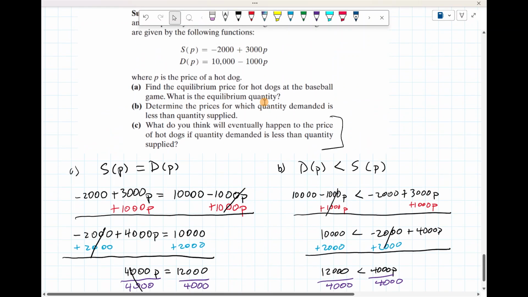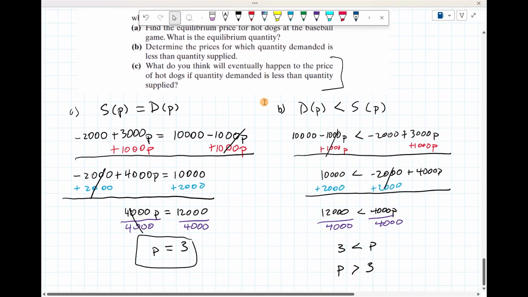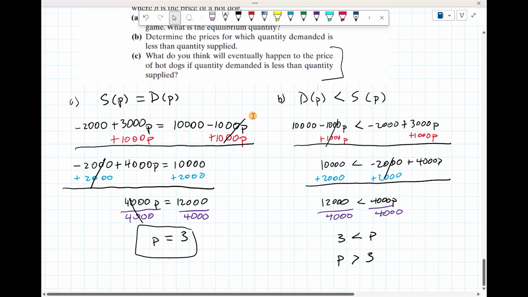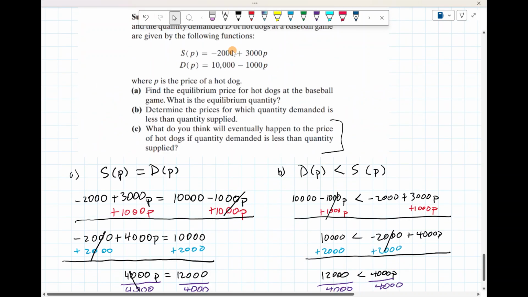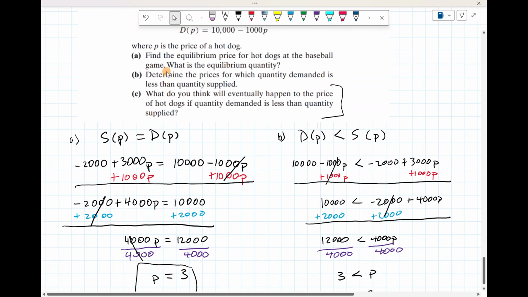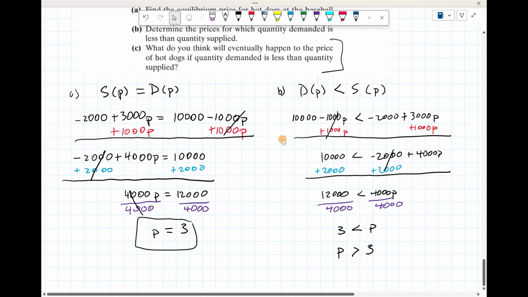All right, so that's an example of how to use a supply and demand equation. And these equations, by the way, you don't need to worry about knowing how to create these. These will be given to you in most scenarios. And your job is just to know how to find that equilibrium price, or how to figure out when the demand is smaller than or greater than the supply, etc., etc.